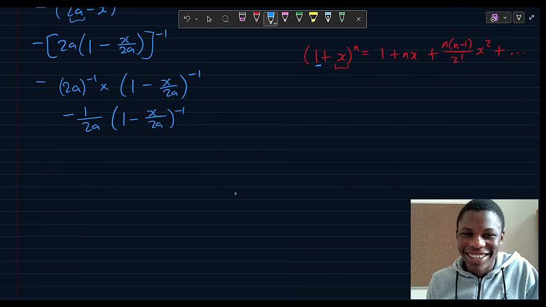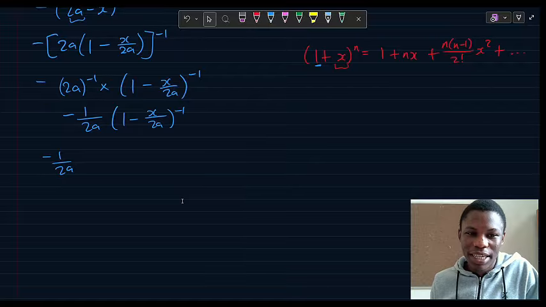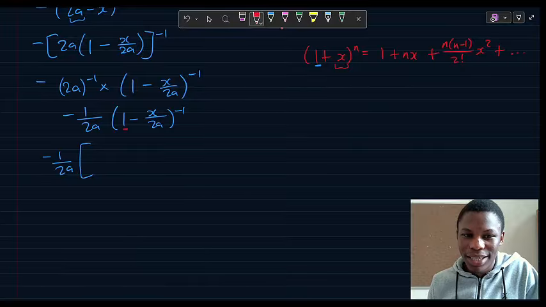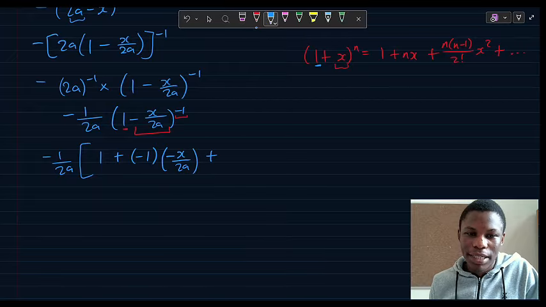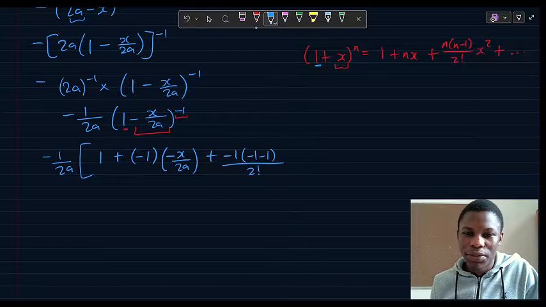But anyways, I digress. This becomes negative 1 over 2a times, we want to use our formula, right? So we've got the 1. This here is our x. And this is our n. So it's going to be 1 plus n is negative 1. Our x is negative x over 2a plus n. N is negative 1. Negative 1, negative 1 over 2 factorial. And then x squared. So that's the negative x over 2a all squared.